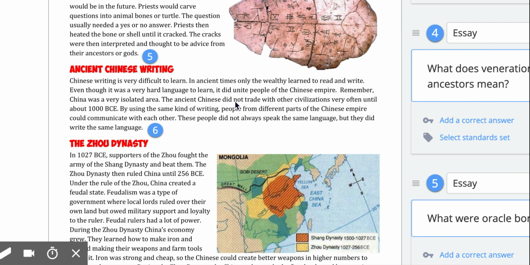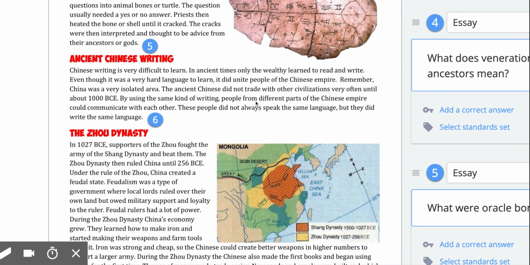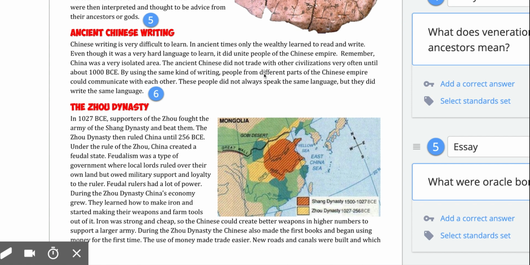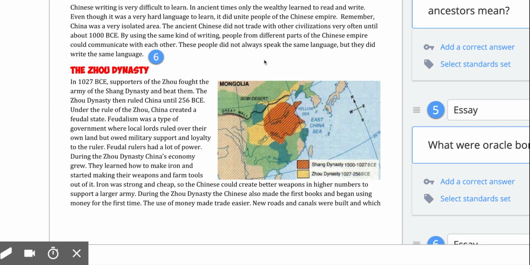Remember, China was a very isolated area. The ancient Chinese did not trade with other civilizations very often until about 1000 BCE. By using the same kind of writing, people from different parts of the Chinese Empire could communicate with each other. These people did not always speak the same language, but they did write the same language.